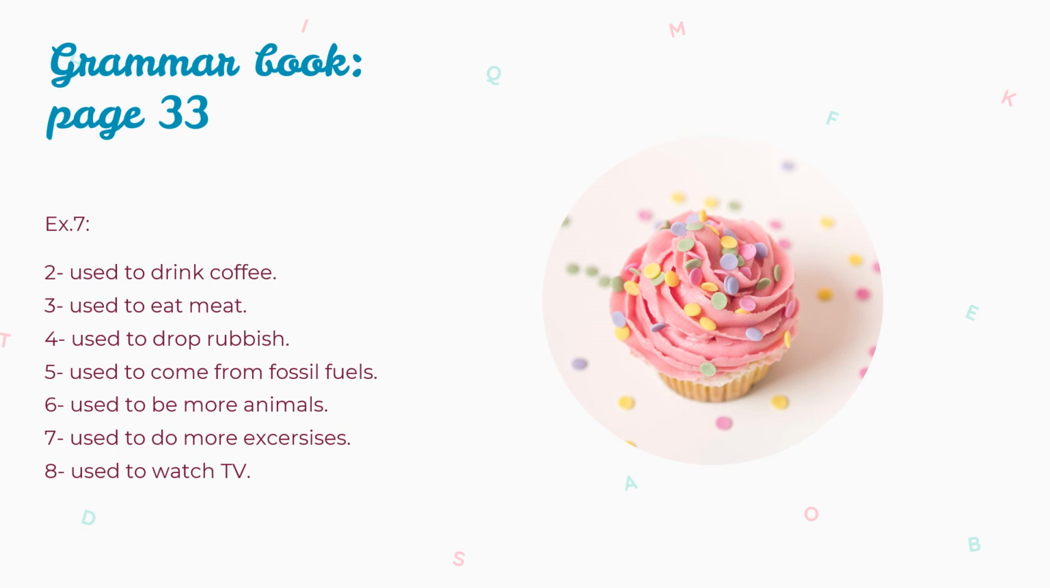So number 1, Dad takes the bus to work now. Dad used to drive the car. 2, Mom drinks tea now. Mom used to drink coffee. 3, we have salad for dinner now. We used to eat meat. 4, the park is very clean now. People used to drop rubbish. You can complete the rest of the examples alone and check your answers from this presentation.